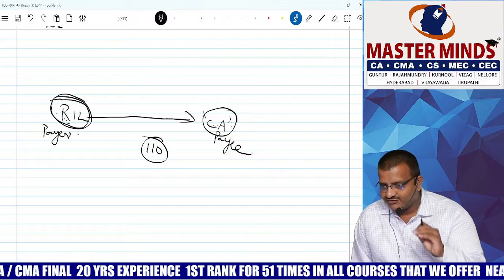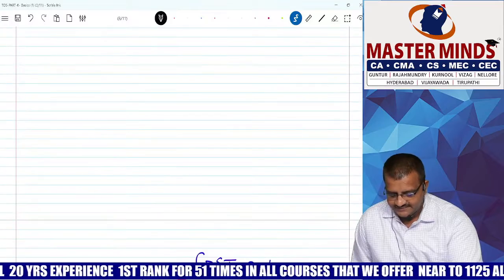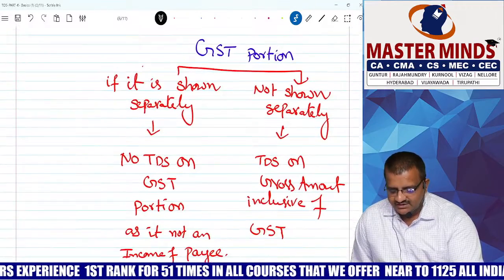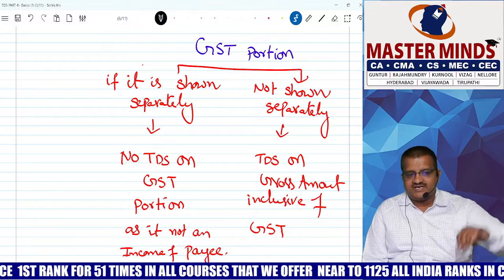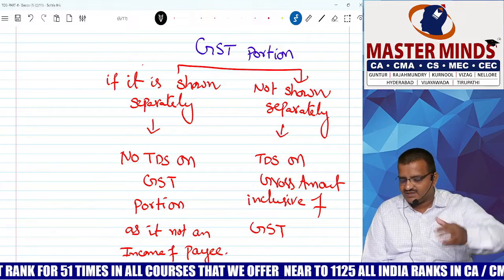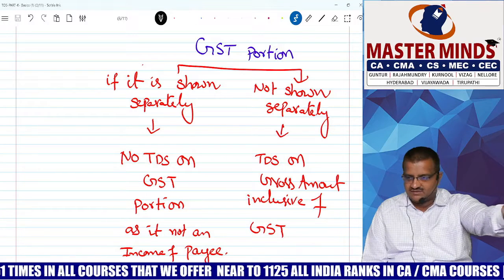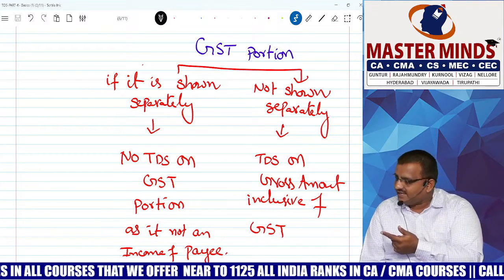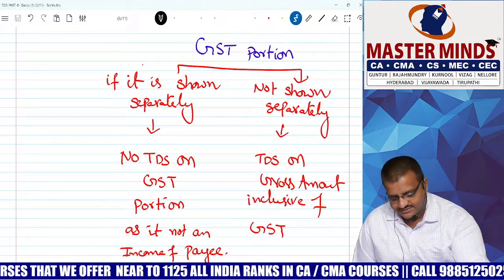By mistake, if you have not shown, obviously the entire amount is subject to TDS. Now all of you see this one. GST portion, if shown separately, TDS applicable or not applicable? Not applicable. Suppose not shown separately, applicable or not? Yes, on the entire amount. But generally they will show separately.